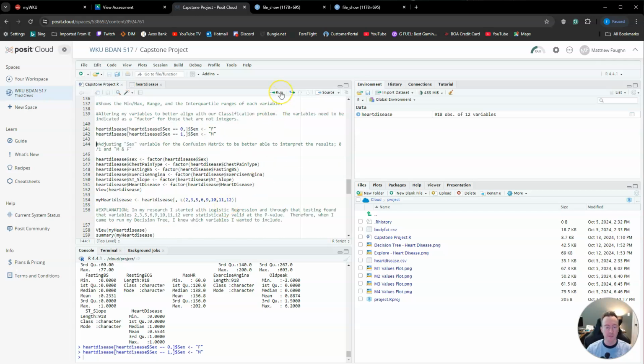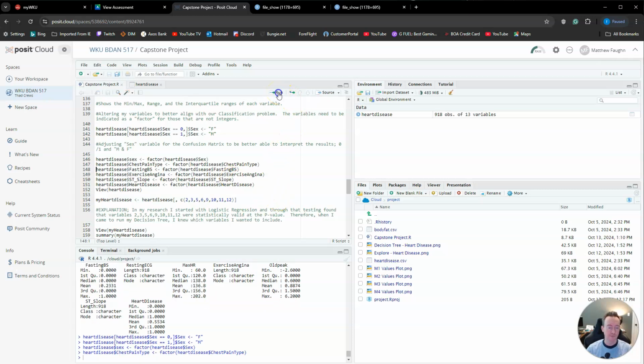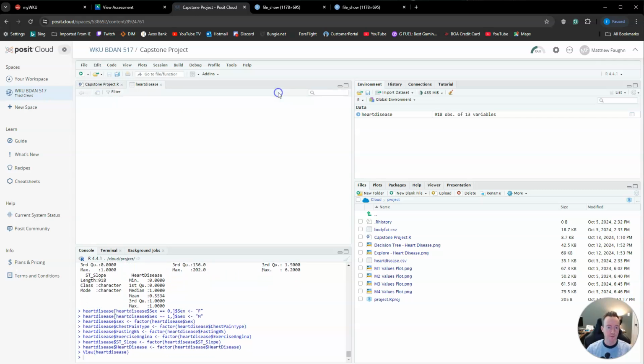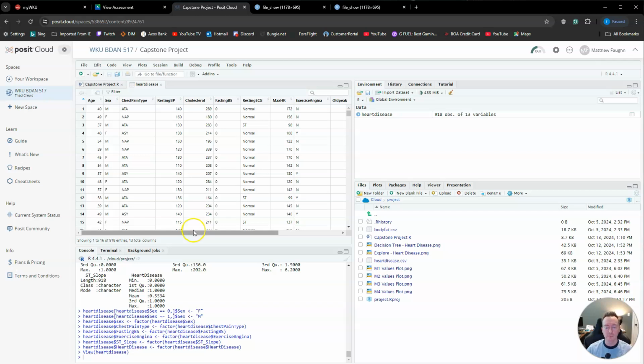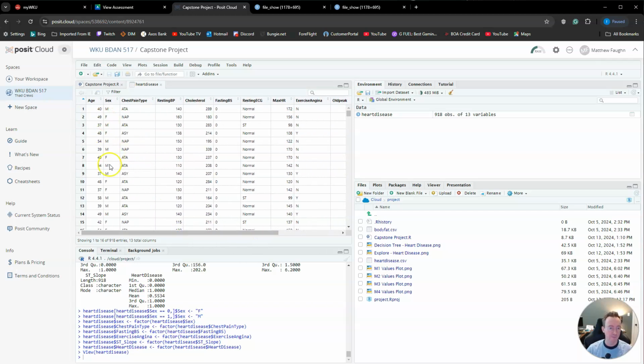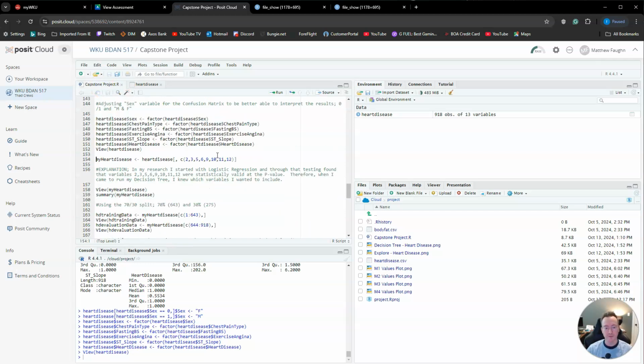We'll continue to clean. I am going to be changing these to factors, again, to make it easier for the model when we get to the confusion matrix. And then now we can see our 13 variables, how we've cleaned those. Really just male and female is the only one we changed, but we did run the others as factors.